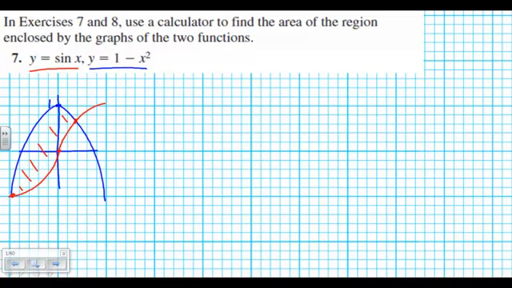So, if I declare this point here to be where x is a, and this point here to be where x is b, this area looks like it's going to be the integral from a to b with the parabola on top and the sine curve on the bottom. And what's left is for me to find out what a and b are. Well, let's use the calculator to find that out.